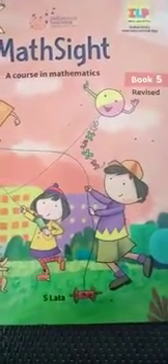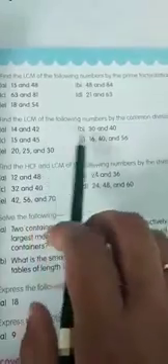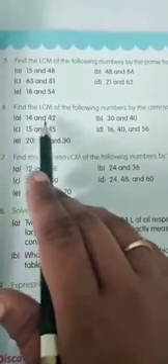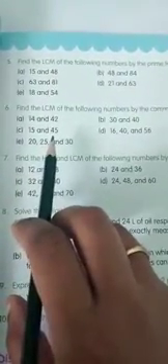In today's video, we will be doing exercise 3.5, sixth bit. Find the LCM of the following numbers by the common division method. So we have to find the LCM with the help of the common division method. This is our first question: 14 and 42. Okay, so let us solve this.